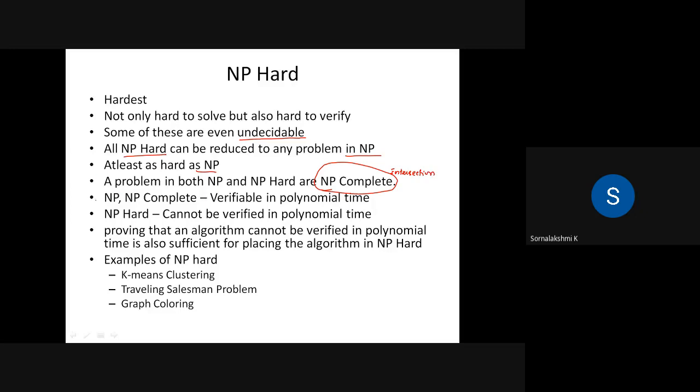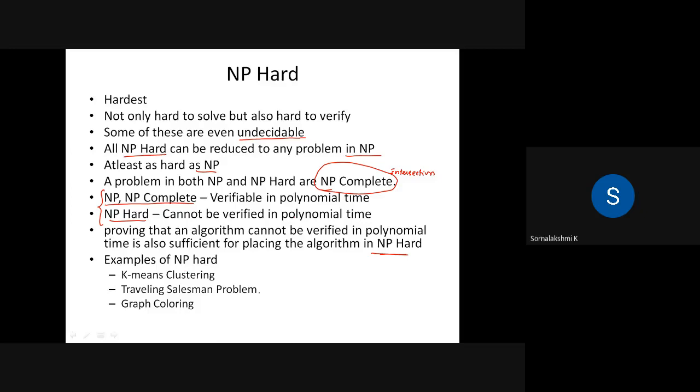Okay, so the summary is this: both NP and NP-complete are verifiable in polynomial time, and NP-hard cannot be verified in polynomial time. So if we can just prove that an algorithm cannot be verified in polynomial time, then that's also sufficient to prove that the problem is NP-hard.